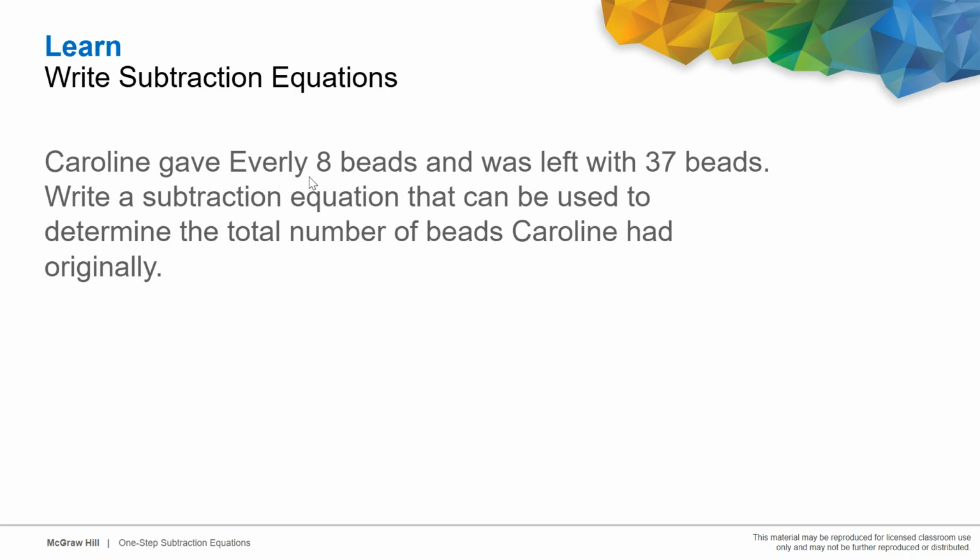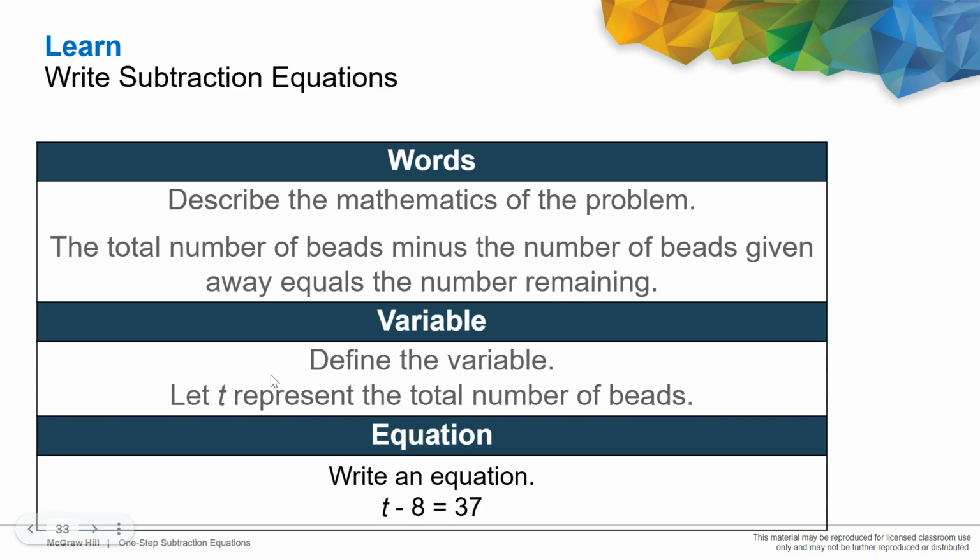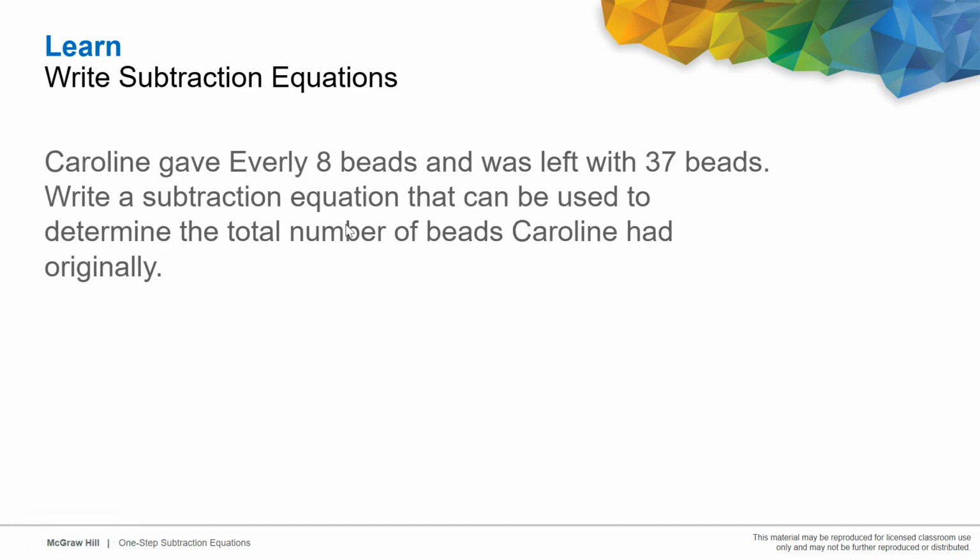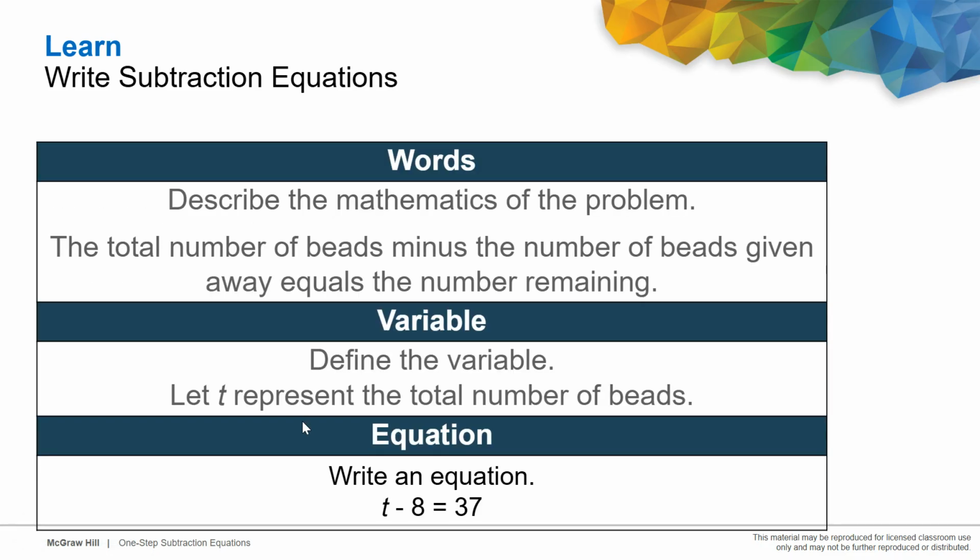Then here is our first example. If Caroline gave Everly 8 beads and was left with 37 beads, you can write a subtraction equation that can be used to determine the total number of beads Caroline had originally. One catch here with subtraction is you need to make sure you put the right number first, because you can't subtract in both orders. You can only subtract in one order, from left to right. So you need to make sure that you put your subtraction in the right spot.